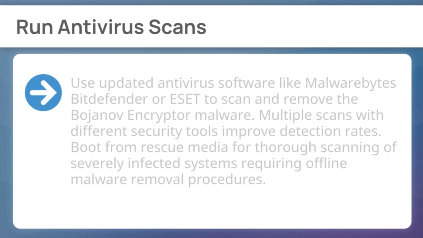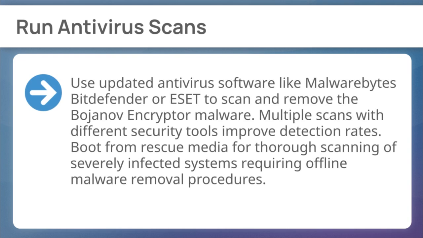Next, run antivirus scans. Use updated antivirus software like Malwarebytes, Bitdefender or ESET to scan and remove the Bojanov Encryptor malware. Multiple scans with different security tools improve detection rates. Boot from rescue media for thorough scanning of severely infected systems, requiring offline malware removal procedures.